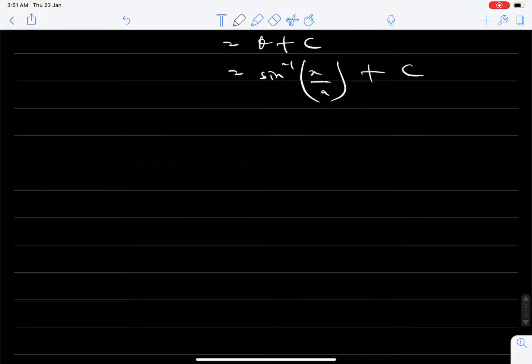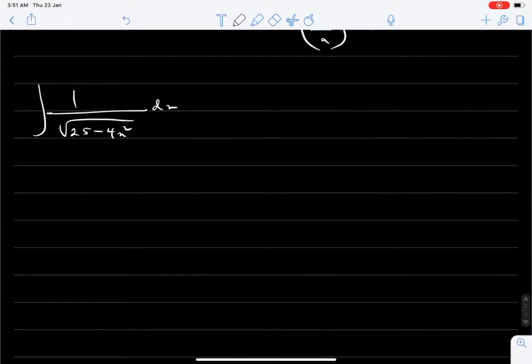Evaluate the integral of 1 divided by the square root of 25 minus 4x squared with respect to x. First of all, I can write this as 1 divided by the square root of 5 squared minus (2x) squared with respect to x.